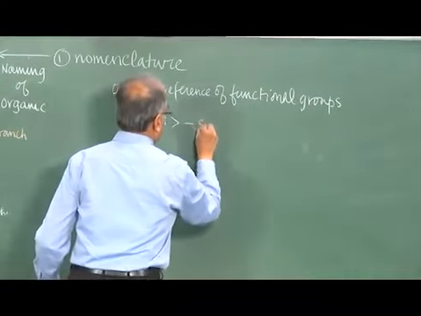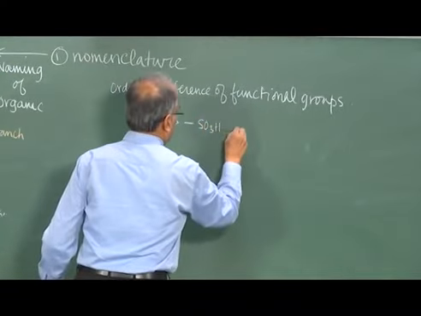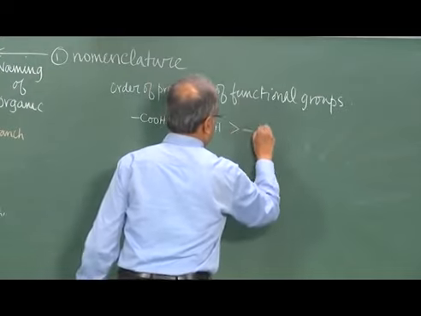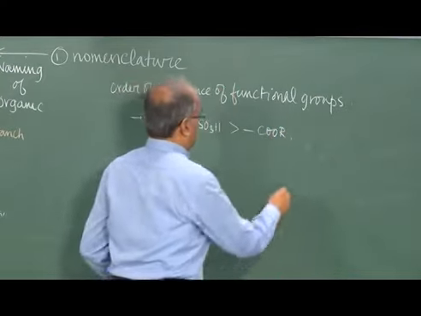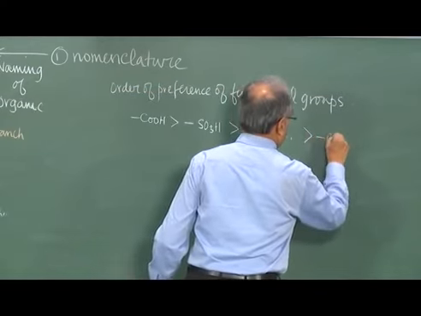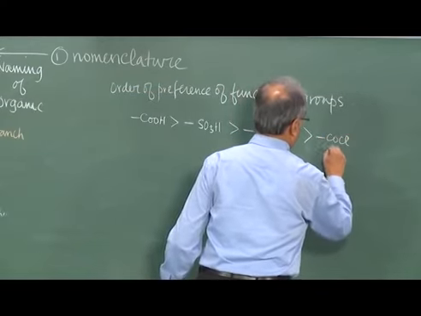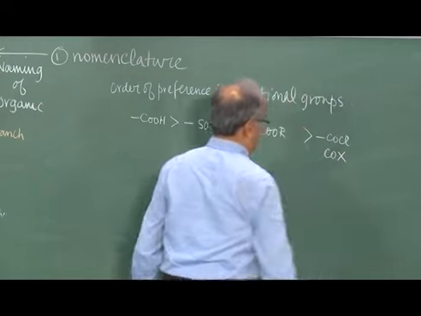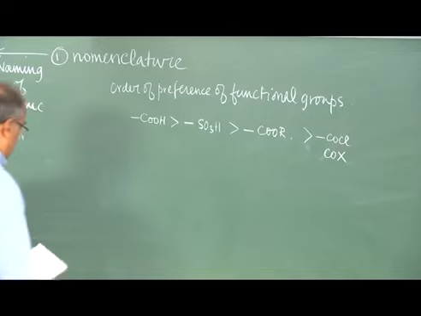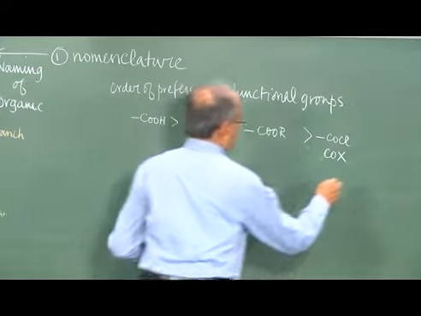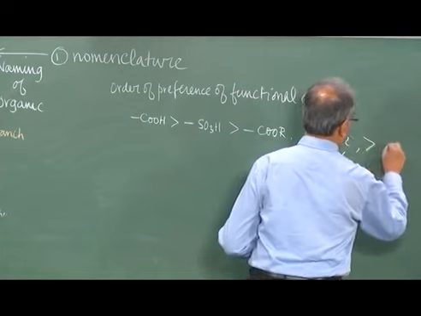compared to sulfonic acid, which has a higher preference compared to an ester functional group, which has higher preference than an acid chloride. You can simply mention it as an acid halide, RCOX. X is a halogen. It could be chlorine, bromine or iodine. Then comes the amide functional group.